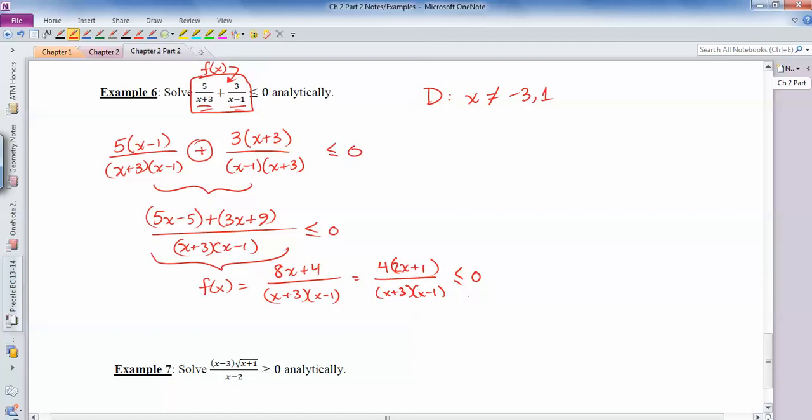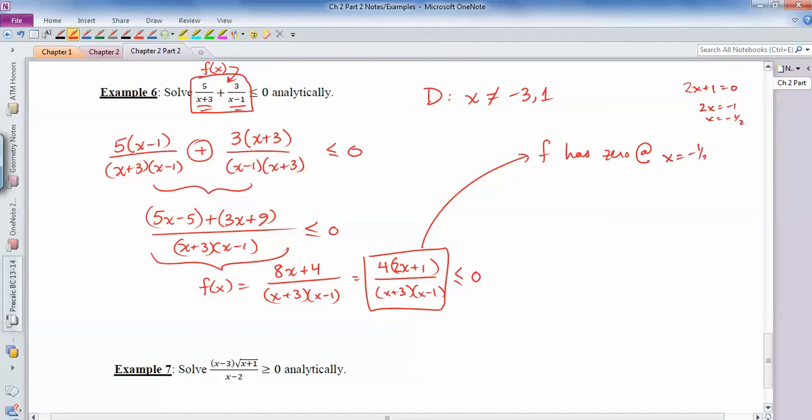Okay, so we can figure out from this, f has zeros when the numerator is 0. So that's when 2x plus 1 equals 0. I'll do this on the side. 2x plus 1 has to be 0. So 2x is negative 1, so x is negative a half. So it has a 0 at x equals negative 1/2. It's got vertical asymptotes when x is negative 3 and when x is 1. And it has no removable discontinuities because nothing in the denominator cancels here.